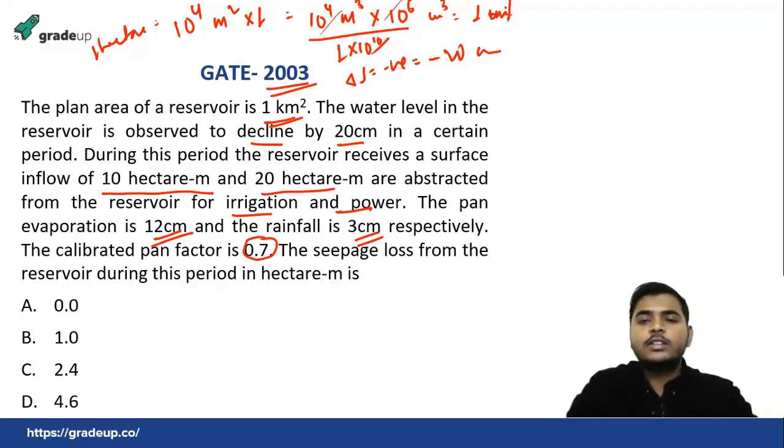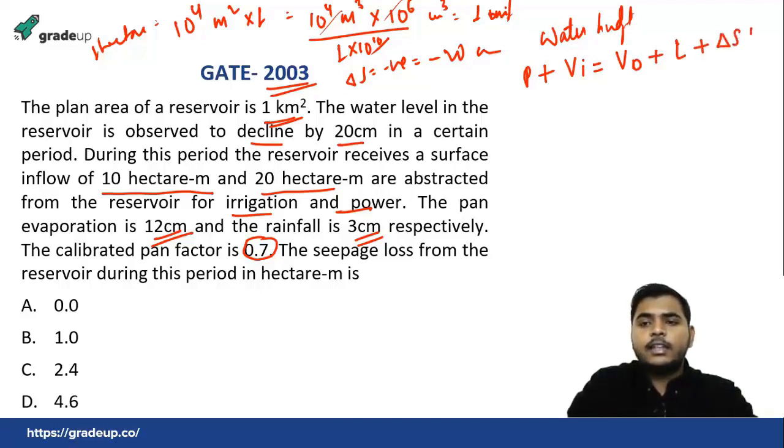Now again, this question is of the water budget method. There we have precipitation plus depth inflow is equal to depth outflow plus seepage loss plus delta S, and then we have evaporation loss. So precipitation is given as 3 centimeter, plus the volume inflow.